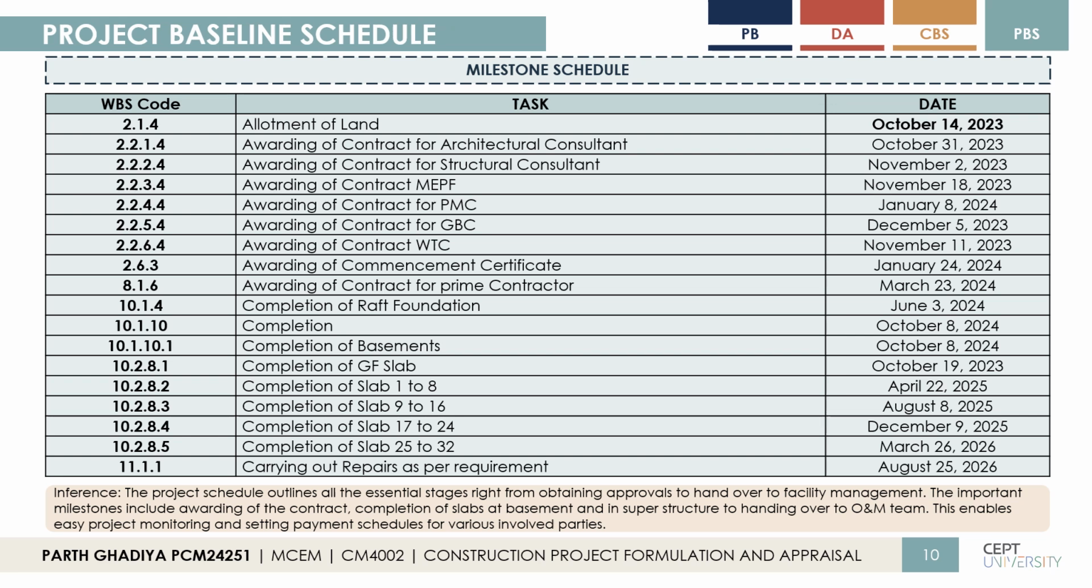Awarding of contract to the consultant. Contracts are awarded to all the design consultants, including the project management consultant, green building consultant, and wind tunnel consultant, before the design stages. Awarding the commencement certificate. Before starting construction on a site, awarding the commencement certificate is an important milestone. Now, prime contractor contract. The prime contractor is awarded the contract on 23rd March 2024.